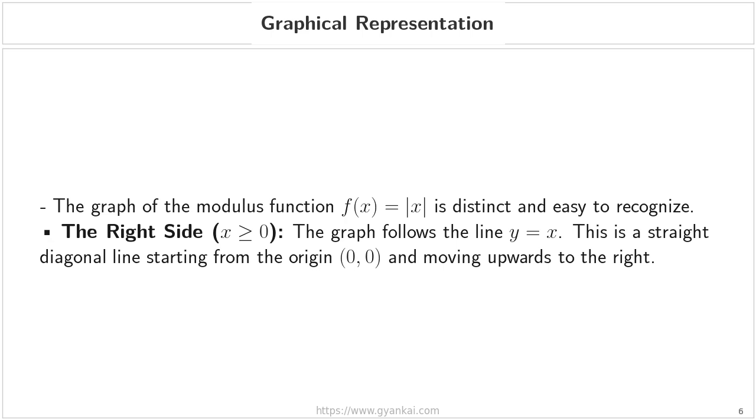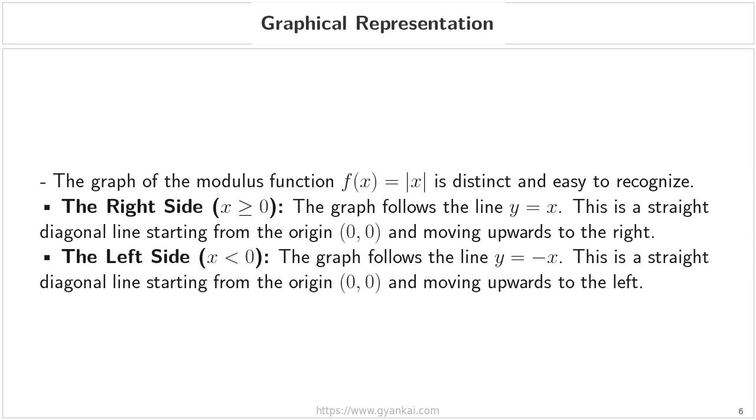First, let's look at the right side, where x is greater than or equal to 0. In this region, the function follows the line y equals x. This is a straight diagonal line that starts at the origin, which is the point 0, 0, and moves upwards to the right. Next, let's look at the left side, where x is less than 0.